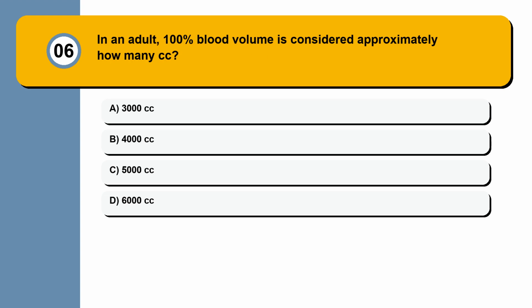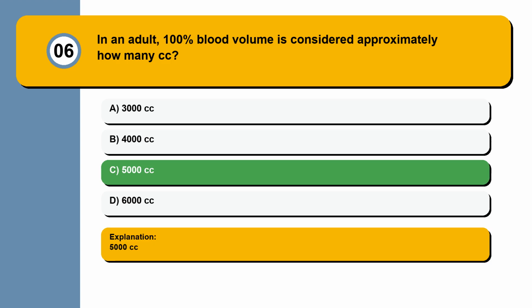Question 6. In an adult, 100% blood volume is considered approximately how many cc? 3,000 cubic centimeters, 4,000 cubic centimeters, 5,000 cubic centimeters, 6,000 cubic centimeters. 5,000 cubic centimeters.